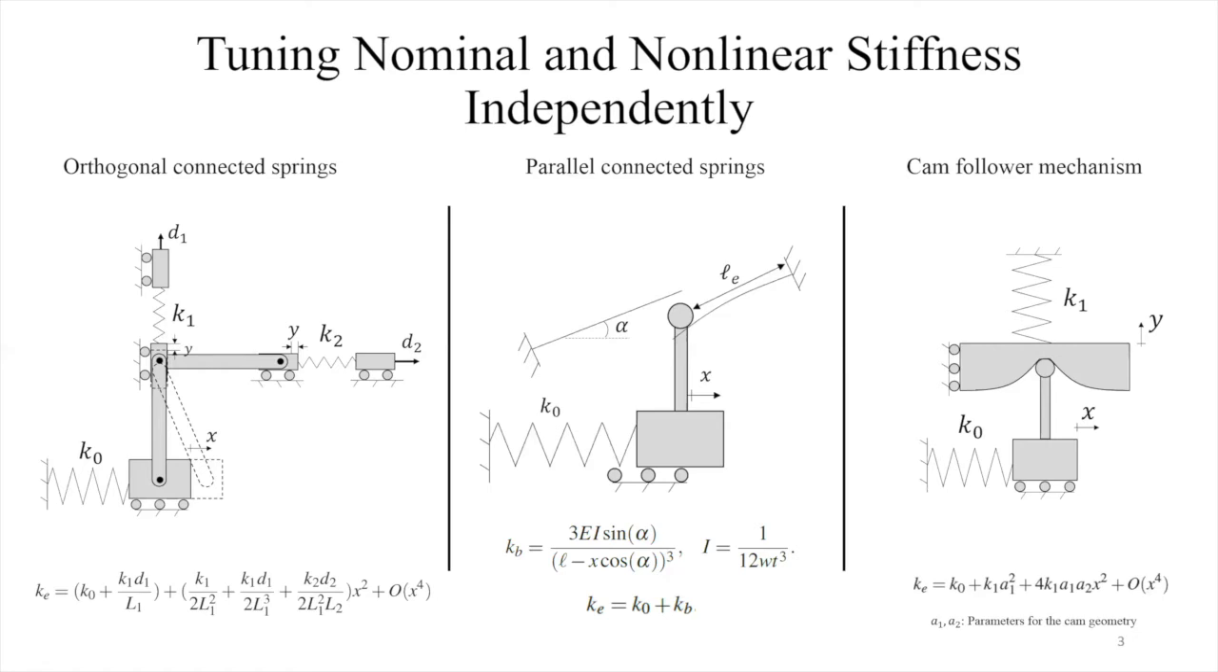The second case is related to having two springs connected in parallel. And as you impose the displacement x, the effective stiffness will be a function of alpha. And as you tune alpha based on this equation, you will tune the nonlinear behavior. And the last case is related to having a cam with non-uniform geometry, connected in an orthogonal direction to a linear spring. And based on the geometry of the cam, you will tune the effective stiffness.